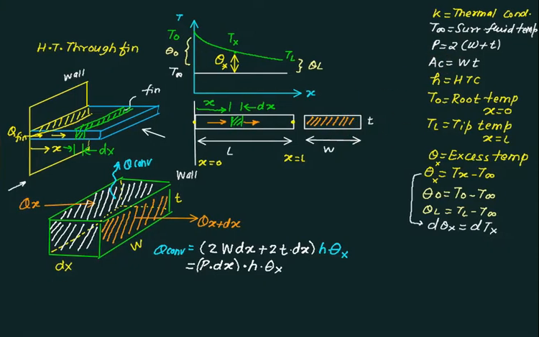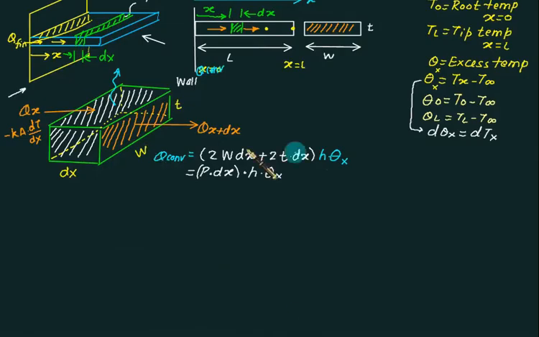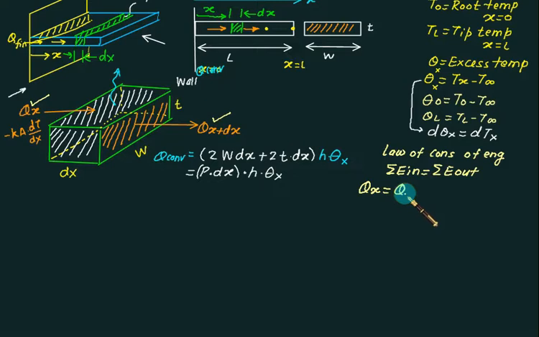So you have to write Qx according to Fourier as minus k into A into dT by dx. Now we apply the law of conservation of energy, that is, summation of energy in equals summation of energy out. As far as energy in is considered, we have only Qx. On the right face, conduction is out and convection is also out. So this quantity is leaving as Qx plus dx, plus this quantity, the convection heat transfer, is also leaving from the surface. So this is Q convection.